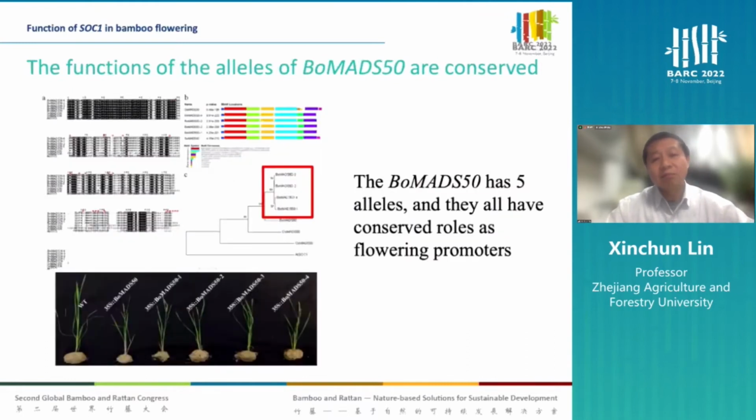It is interesting that we found that BO-MAS50 has 5 alleles, and these 5 alleles can produce different transcripts. We transferred these 5 transcripts into rice, and we found all these transgenic rice have the early flowering phenotype. So it means the functions of all these alleles are conserved as flowering promoters.